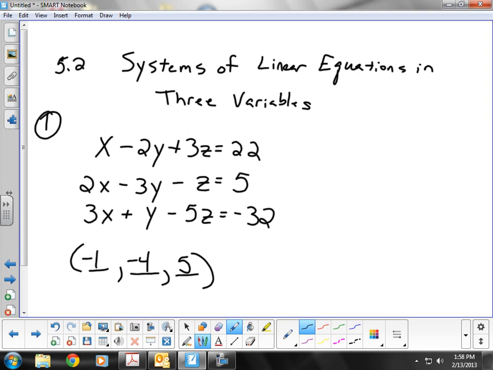So what would you do? What would your process be? Plug it in. Plug it in where and in what? The -1 goes in for all the x's. -4 goes in for all the y's, and 5 goes in for the z's. And so you can just sit there and plug those in and work those out.